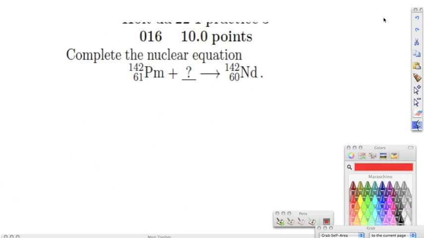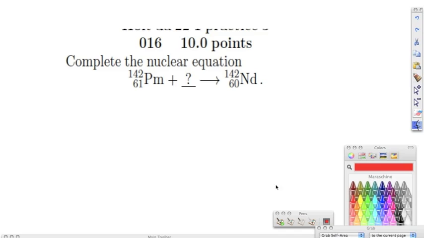Alright, guys, looking at a nuclear equation. The main thing we're focused on here is that the top numbers have to add up on one side of the arrow, and they have to be the same on the other side. So we look over here, and we see we have a total of 142 for our mass number on this side, so on the other side we have to have 142 as well.